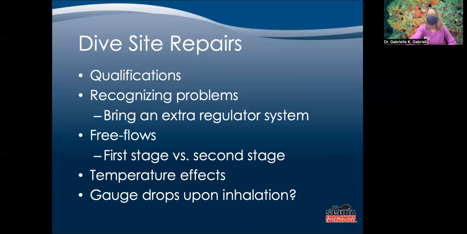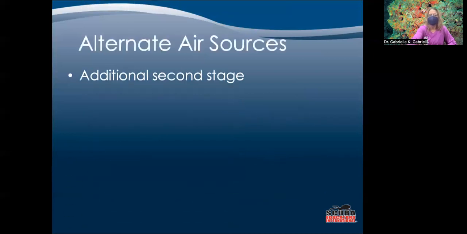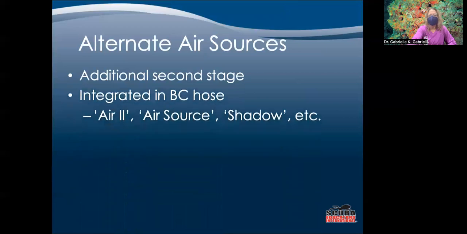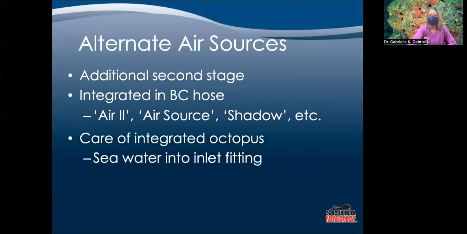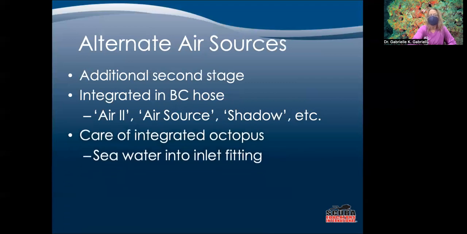Alternate air sources. An additional second stage integrated in the BC hose. Air 2 is what you have, isn't it, Jacob? Air source, shadow. I'm not a fan of those, as you know.